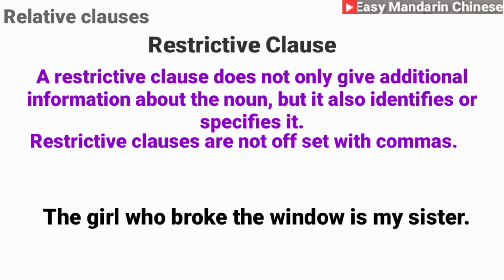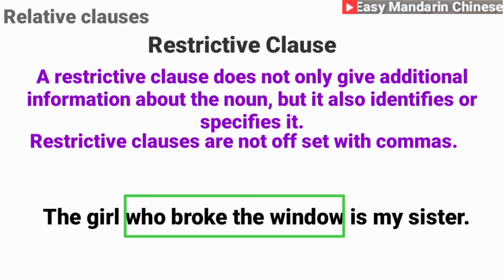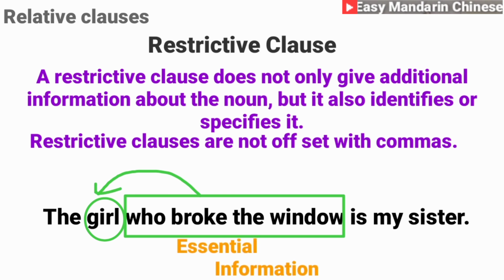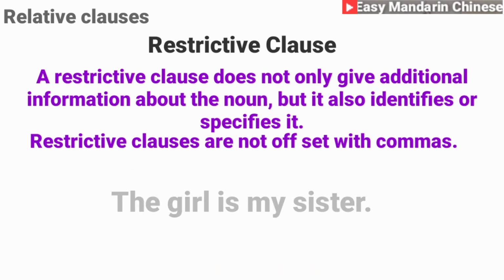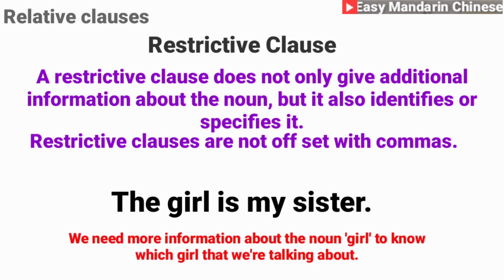Let's take a look at this example. The girl who broke the window is my sister. The relative clause, who broke the window, describes the girl. It's not just additional information, it's essential for understanding. Actually, there is nothing grammatically wrong with this sentence: the girl is my sister. However, it doesn't have the same intent as the former example, which was to identify the girl.